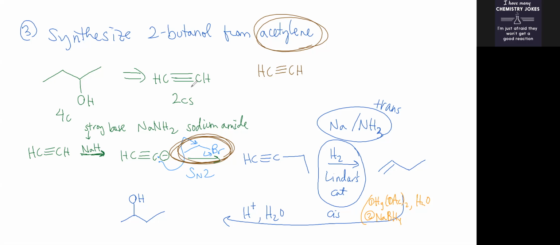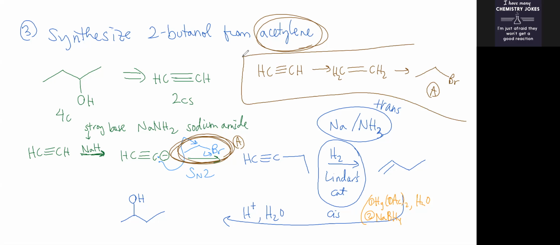So I can draw out that whole bottom synthesis and make everything reasonable, but I officially need to make everything from acetylene as my only source of carbon. So in order to make, we'll call this piece A, I use this synthesis up here where I turn my alkyne into an alkene, and then I turn my alkene into an alkyl halide. But I haven't given any reagents yet.